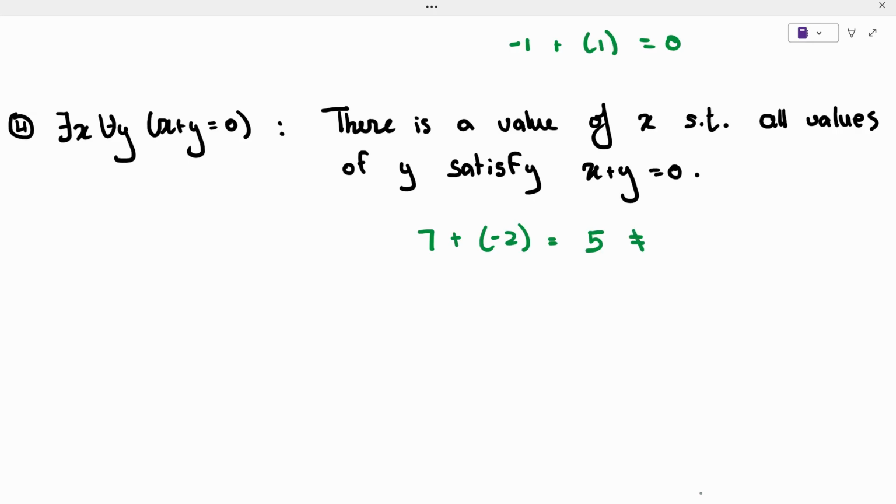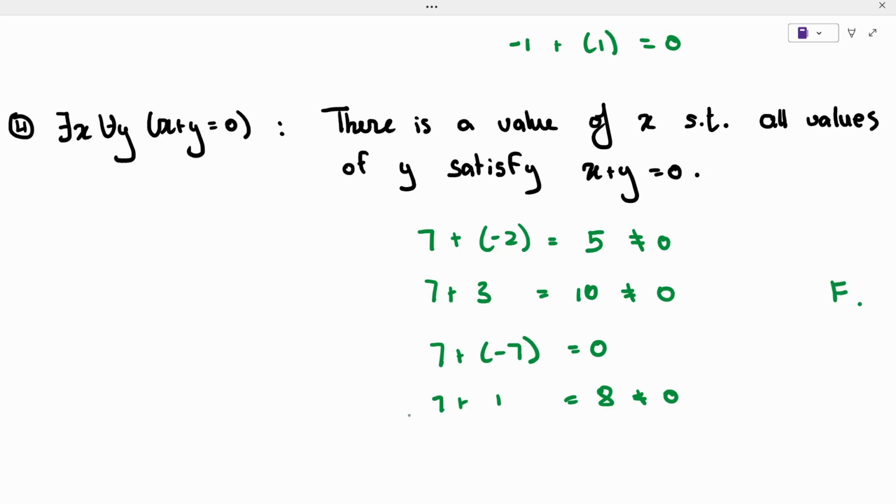No, that does not give us 0. Let's take 3. That doesn't give us 0 either. Let's take minus 7. That gives us 0. Let's take 1. That does not give us 0. So even though there is a value of y which makes this true, not all values of y make the statement true. Hence, the statement is false.